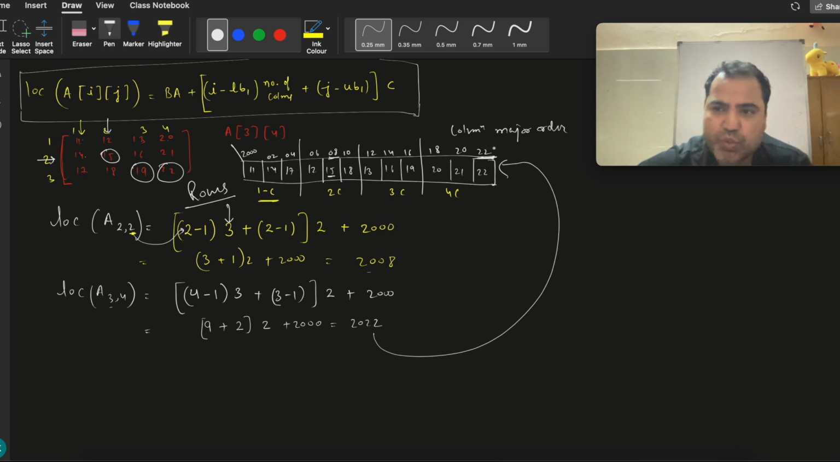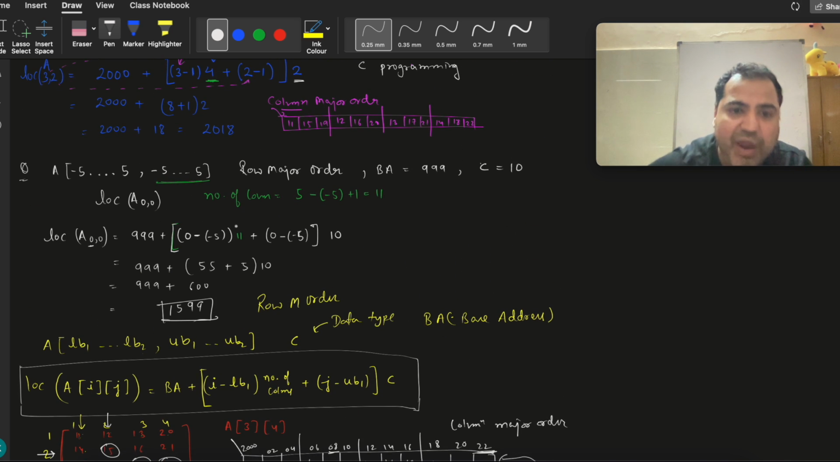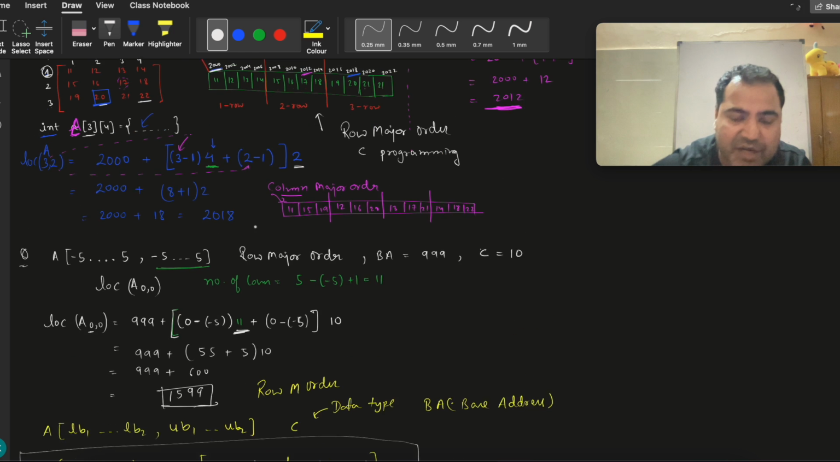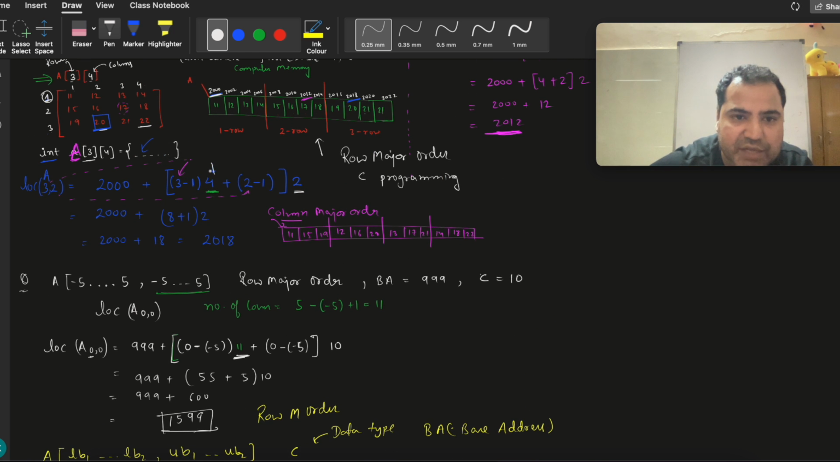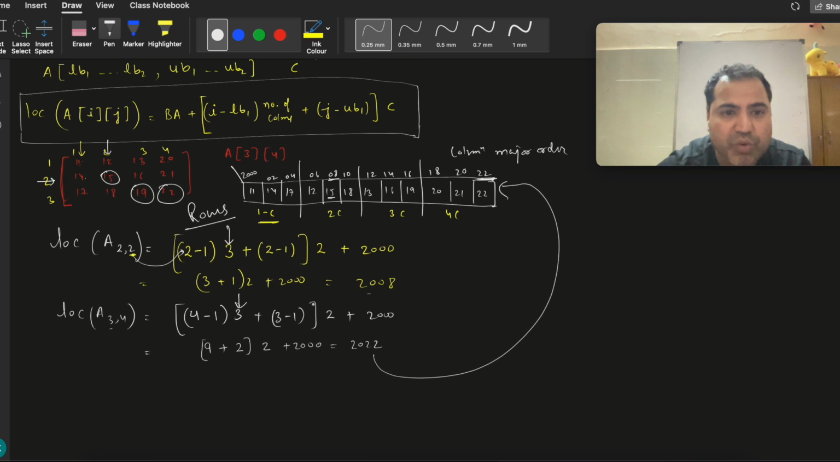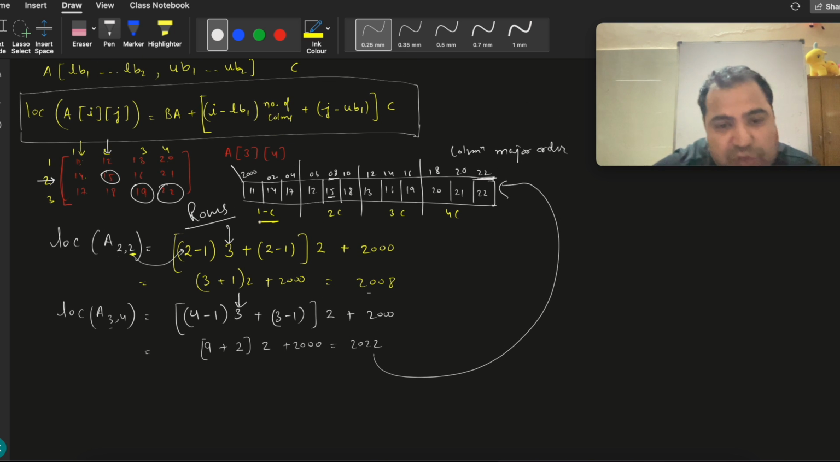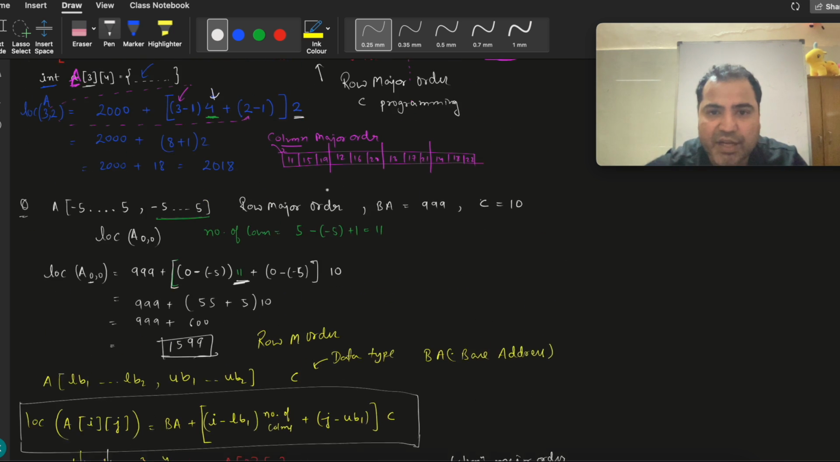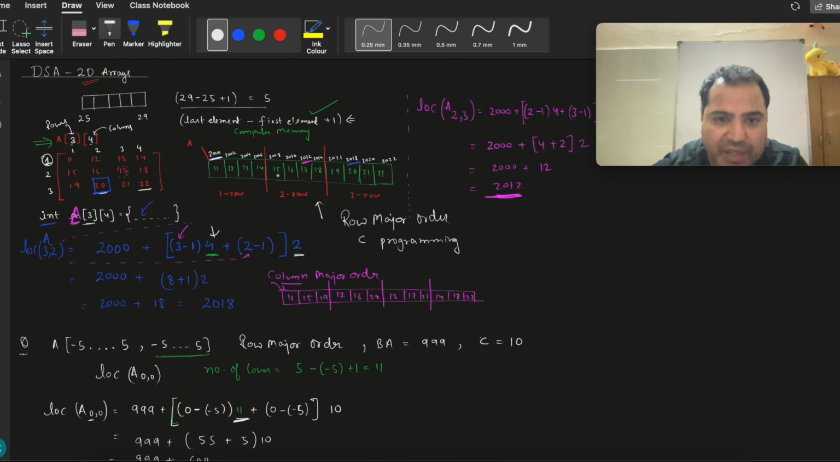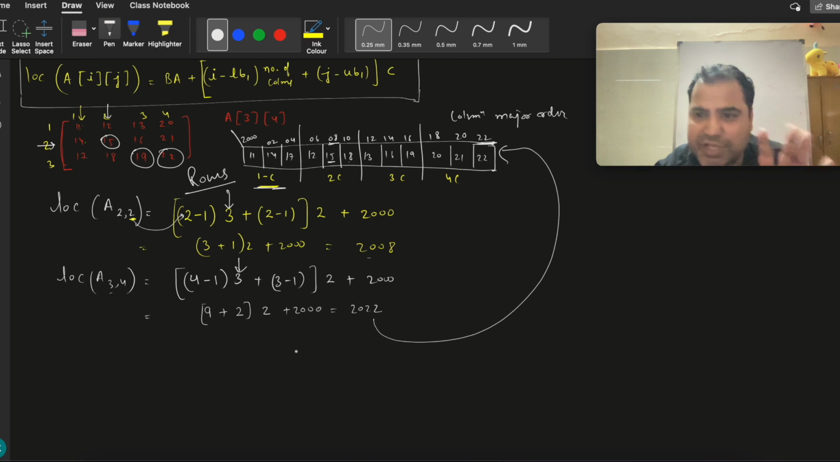If the array is stored in column major order, what you have to take care of is you have to skip the number of rows now. If it was stored in row major order, you have to skip the number of columns here, right? So that's why now, if it is stored in column major order, you have to skip the number of rows here, right? 3 rows in every column, right? Here the number of columns, so 4 columns in every row. So that's how this formula is being built.